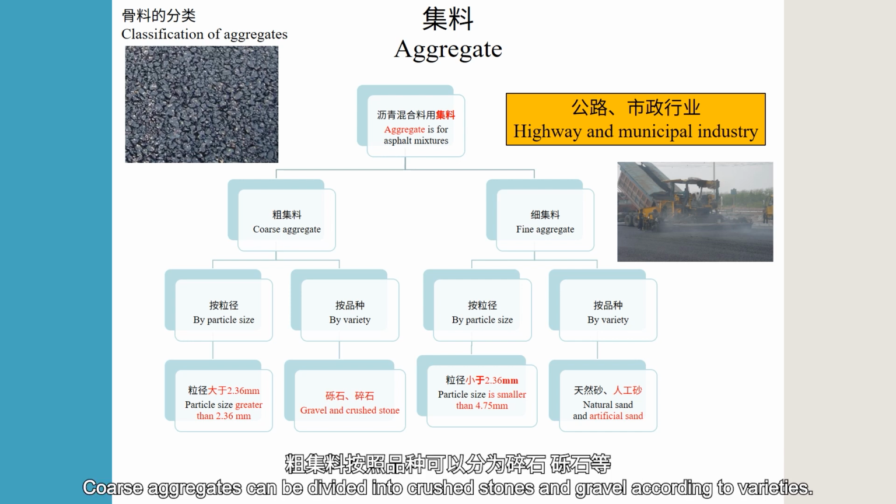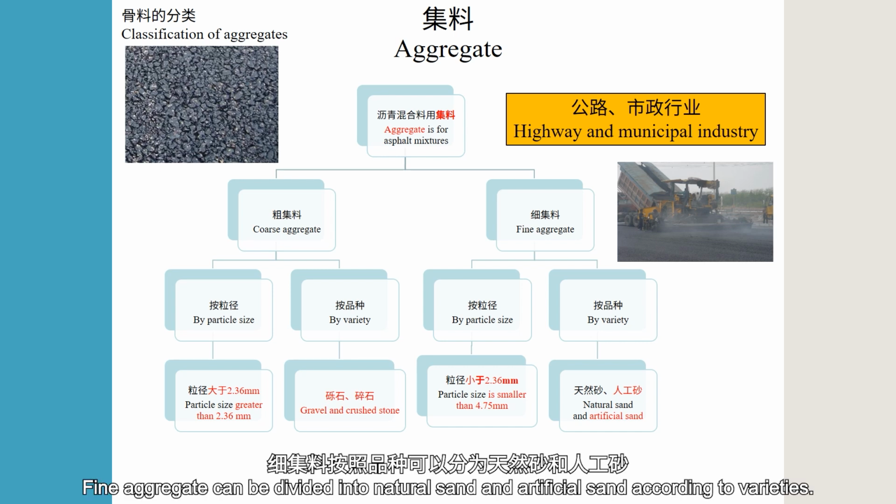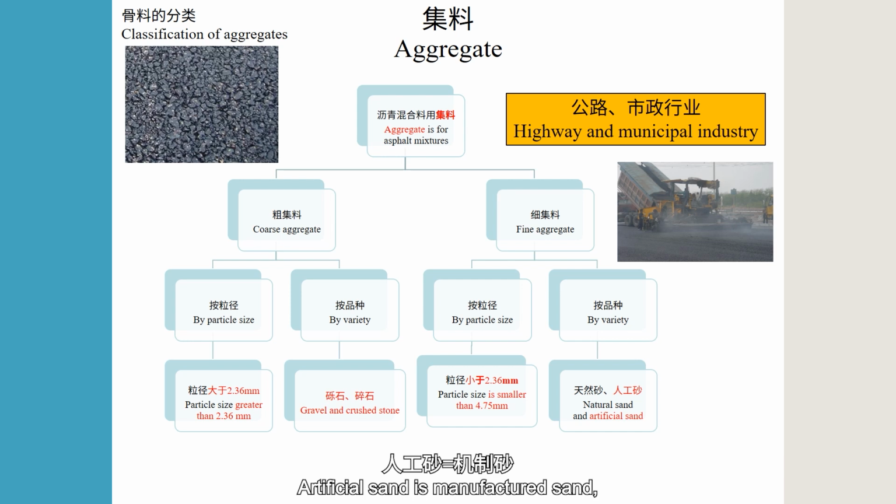Coarse aggregates can be divided into crushed stones and gravel according to varieties. Here, gravel equals pebble, and they have the same meaning. Fine aggregate can be divided into natural sand and artificial sand according to varieties. Artificial sand is manufactured sand, and they have the same meaning.